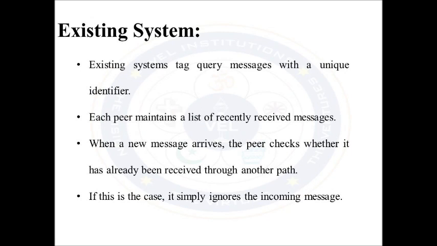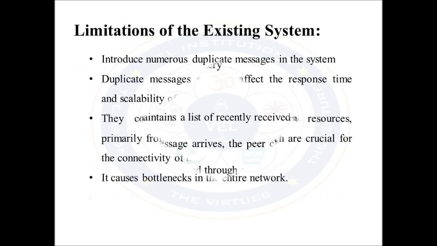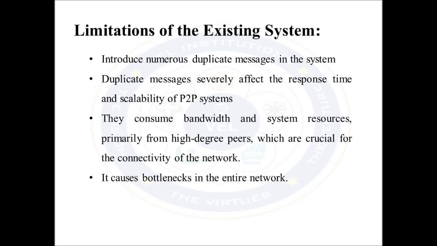Existing system tag query messages with the unique identifier. Each peer maintains their list of received messages data. When a new message arrives, the peer checks whether it has already been received through another path. If that is the case, it simply ignores the new incoming message. Then existing limitations: introduce numerous duplicate messages in the system.